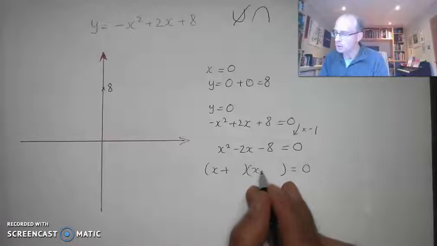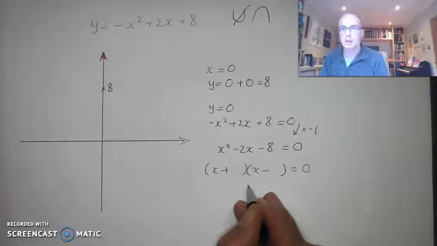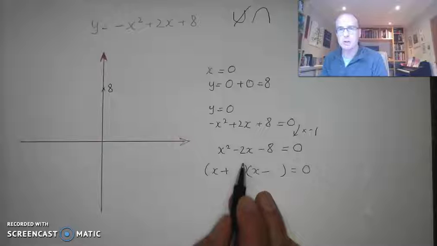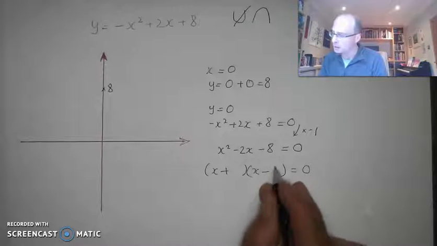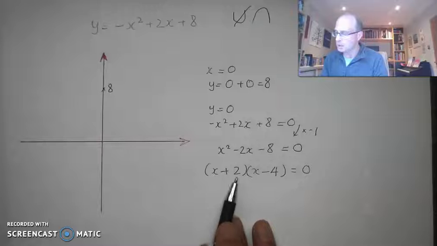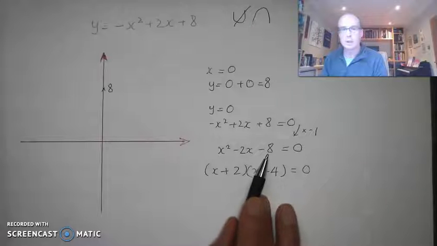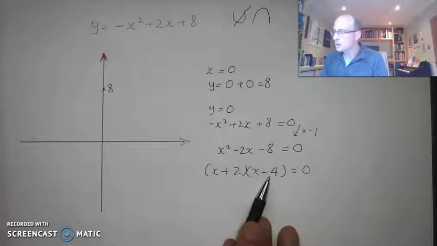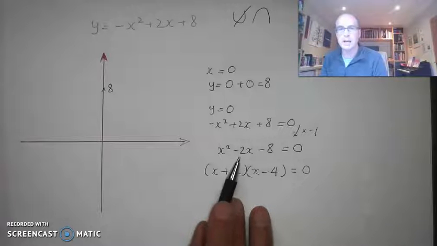Now I'm going to have one positive and one negative. My factors of 8 are 8 and 1, 4 and 2. I've got a negative 2 here, so my negative one is going to be a little bit bigger. So I'm going to go for negative 4 and 2. Let's double check that. Plus 2 times negative 4 gives me negative 8. Plus 2, add negative 4, so it's 2 take away 4 gives me my negative 2.